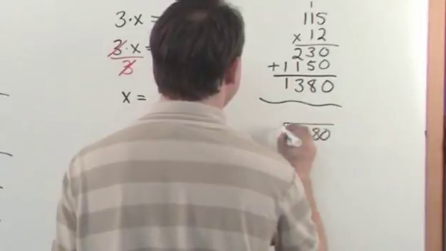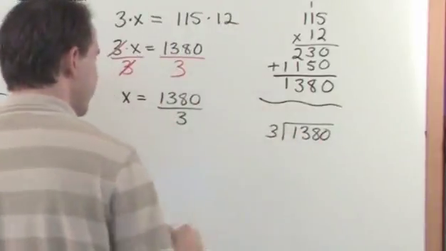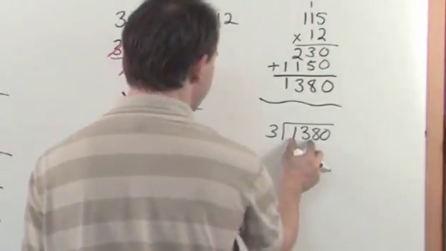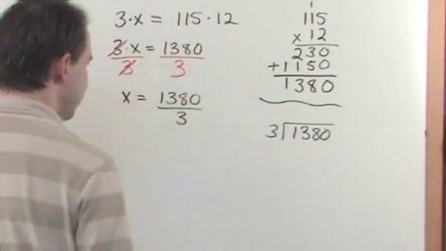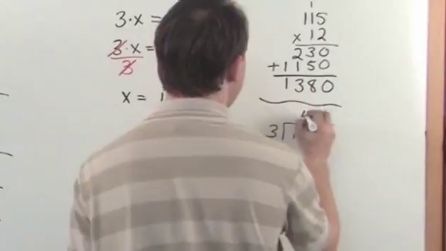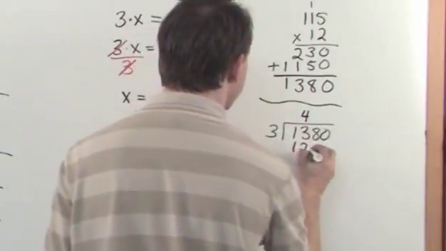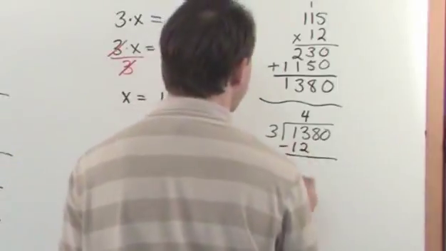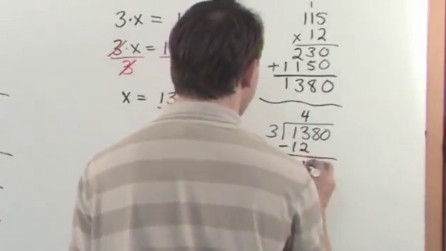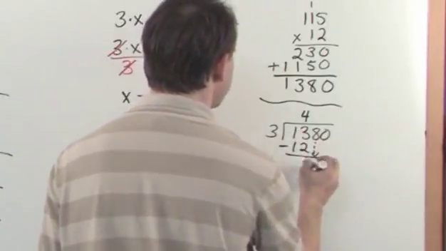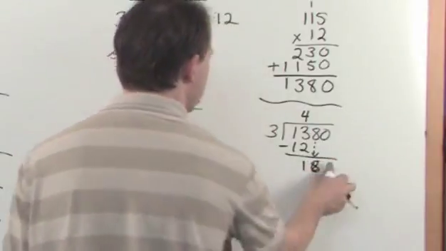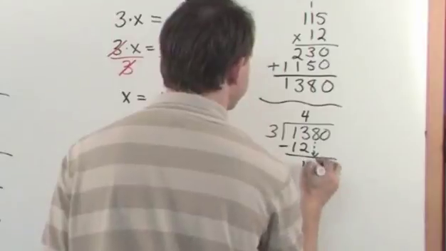1380 divided by 3. Let's see what that is. 3 goes into 1 0 times, so I don't need to do that. Let's look at 13. 3 goes into 13. I think you'll all agree 4 times, because 3 times 4 is 12, which is pretty darn close to 13 without going over. Then I subtract. 13 minus 12 is 1. And after I do my subtraction, I drop down 8.